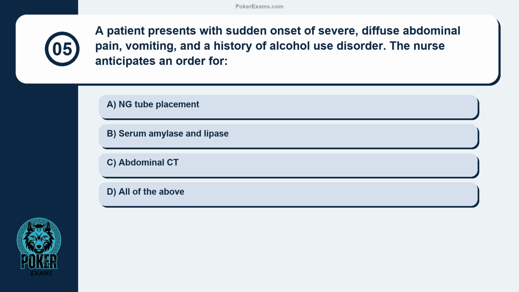Question 5. A patient presents with sudden onset of severe, diffuse abdominal pain, vomiting, and a history of alcohol use disorder. The nurse anticipates an order for NG tube placement, serum amylase and lipase, abdominal CT, all of the above.